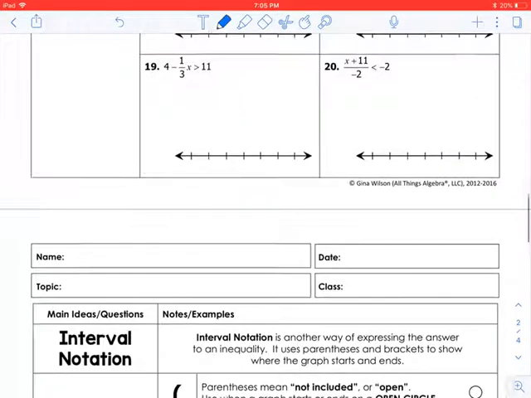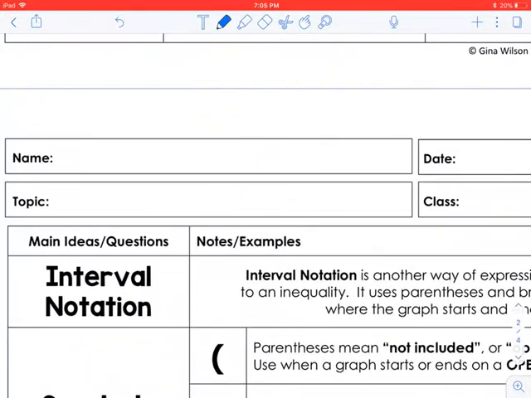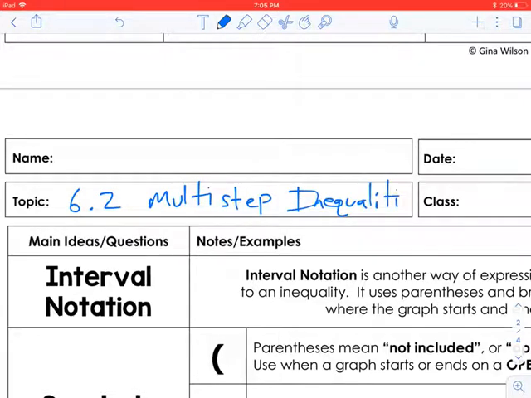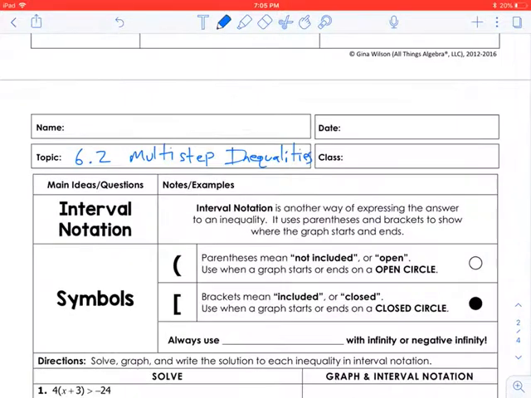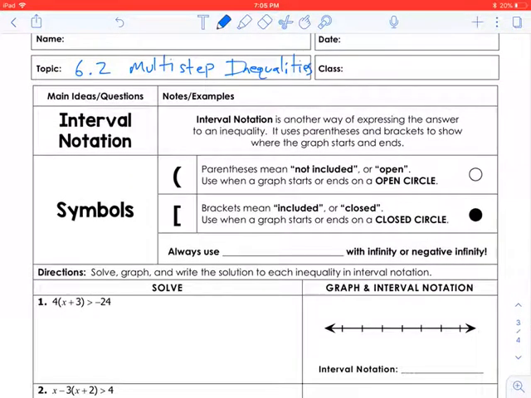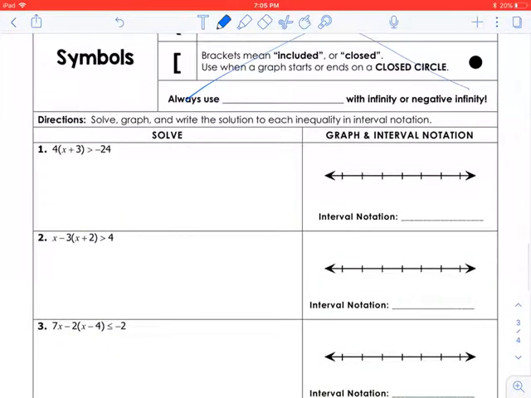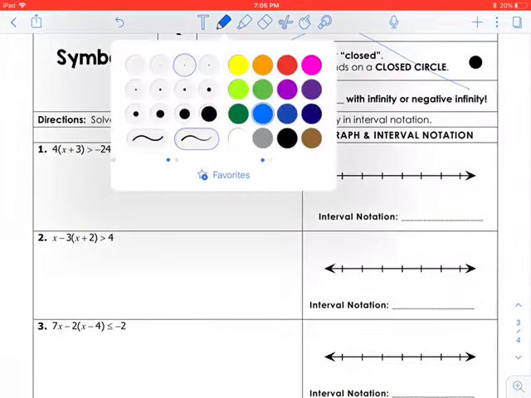Okay, so as we go to the next part, 6.2 talks about multi-step inequalities. So it's all the same stuff. The only difference is now we're going to be solving. Right now, if we need to come back to interval notation, I will come back to it, but we don't need to worry about it right now. All we need to worry about is how to solve these, okay?